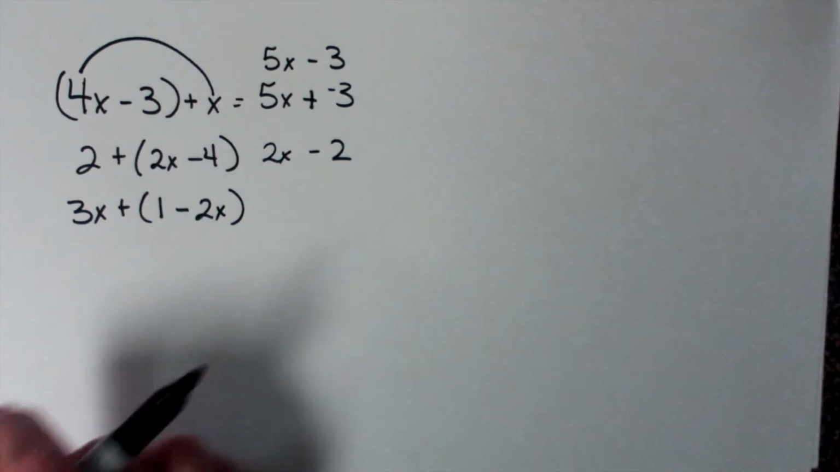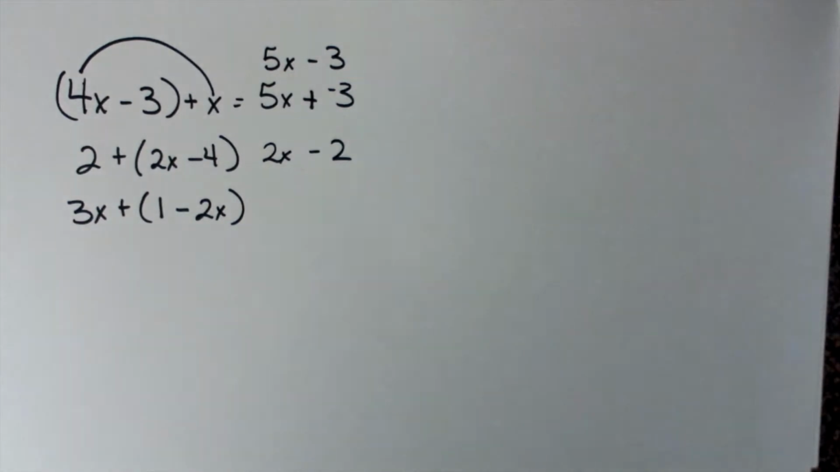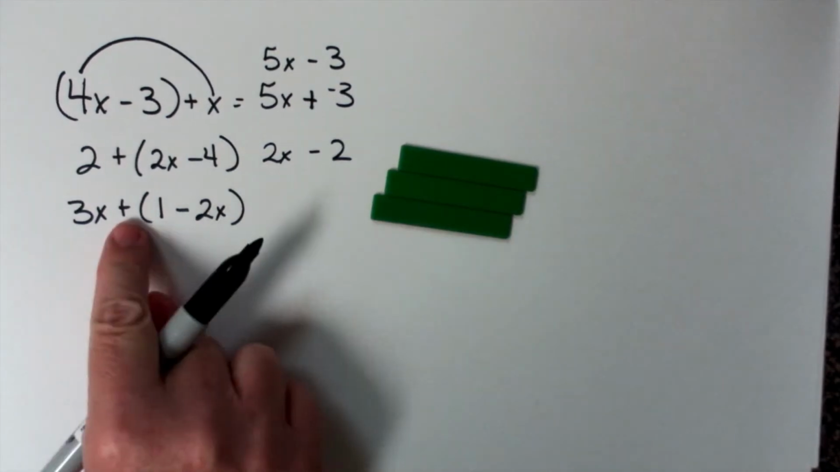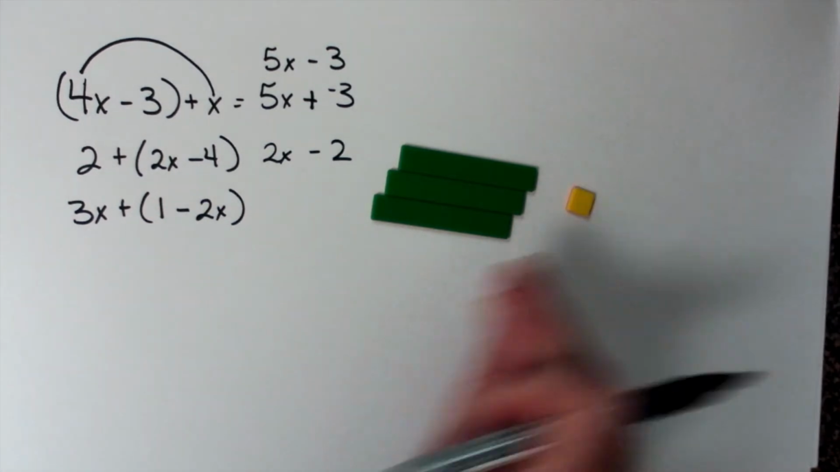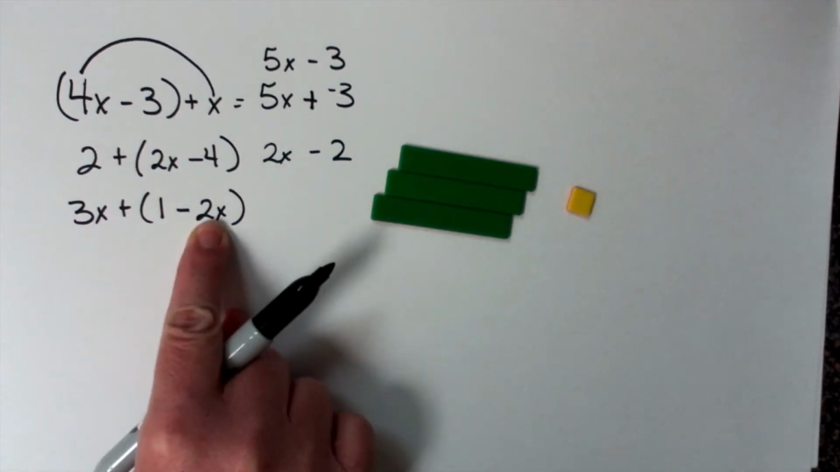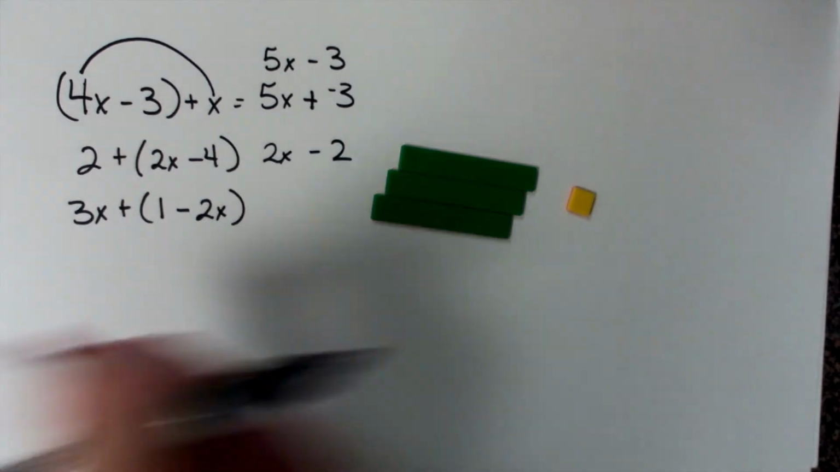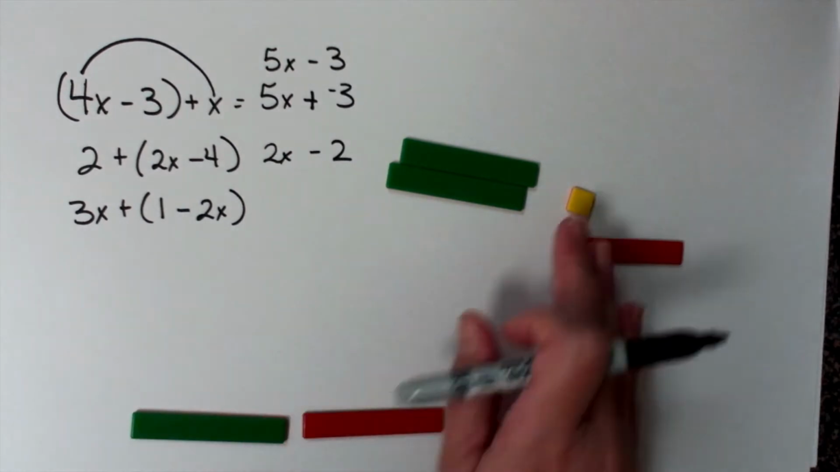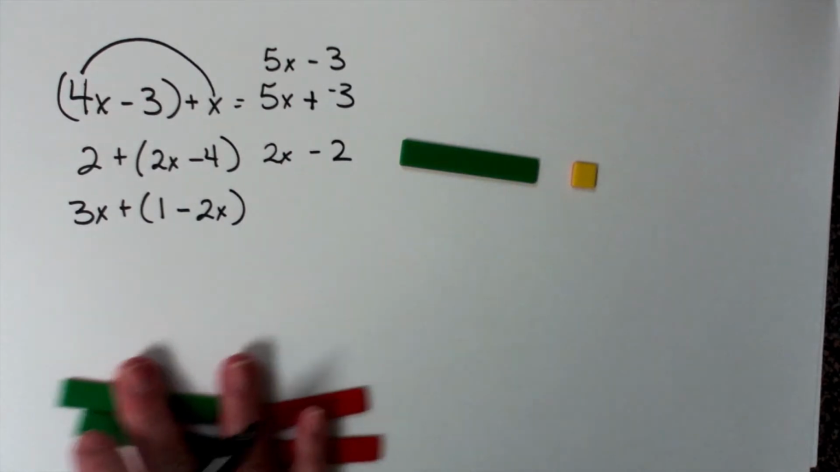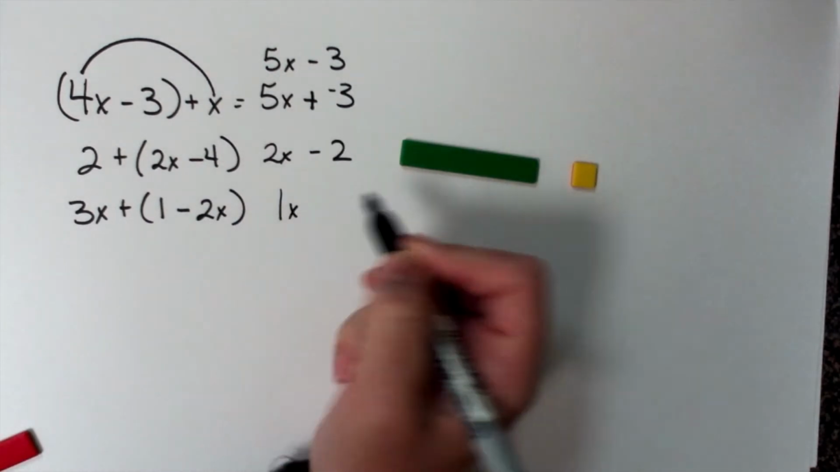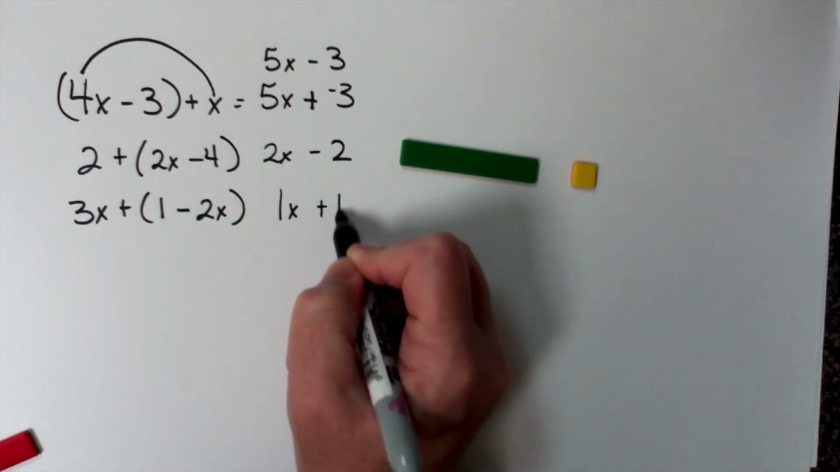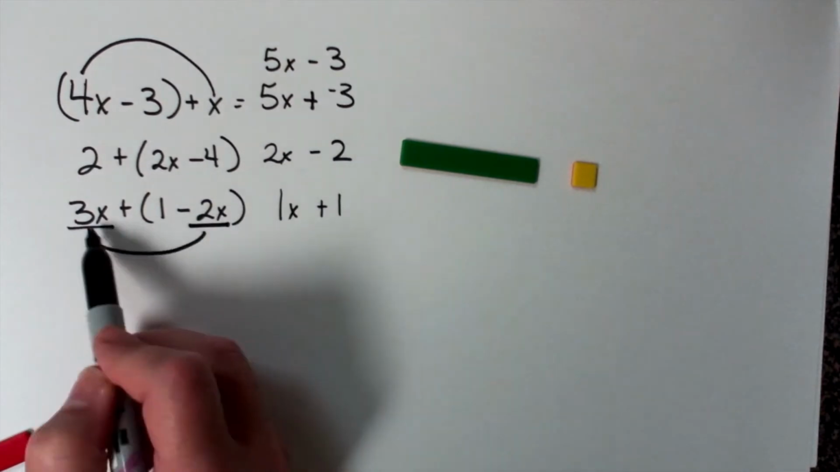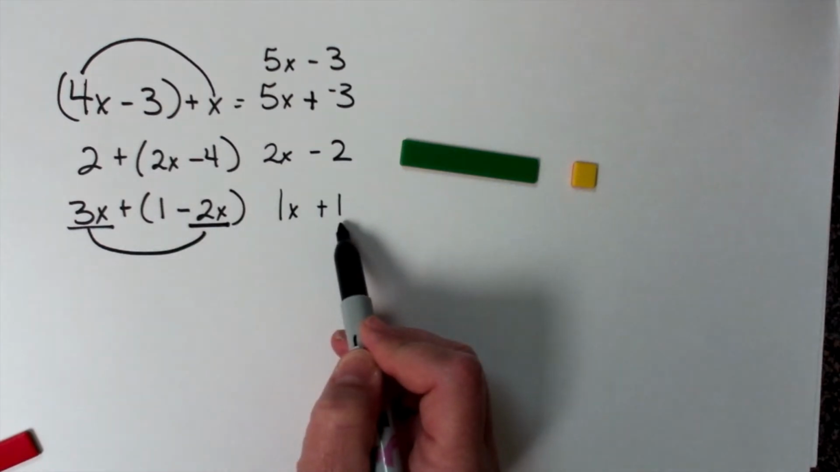Let's do the next one, 3x, plus 1, and then negative 2x. Do I have any like terms? Absolutely. Do I have zero pairs? Absolutely. There's my zero pairs. Now I'm left with 1x plus 1. Now 3x, take away 2x is 1x, and here's my 1.